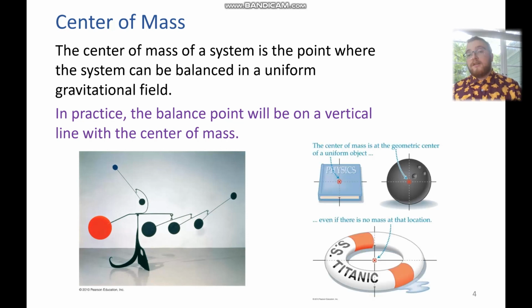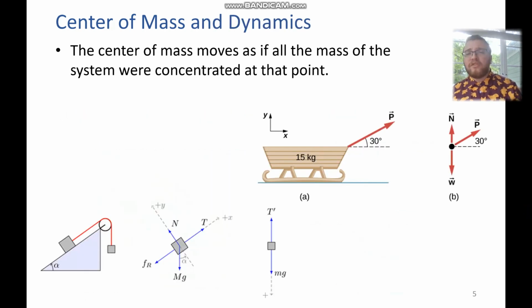So again, we can balance anything, and for a normal object, like these over here and not like this, the center of mass will be at the geometric center. It's at the center of its geometry, even if there's no mass, like a safety buoy or a donut or a bagel, anything like that. So the question is, why do we care?